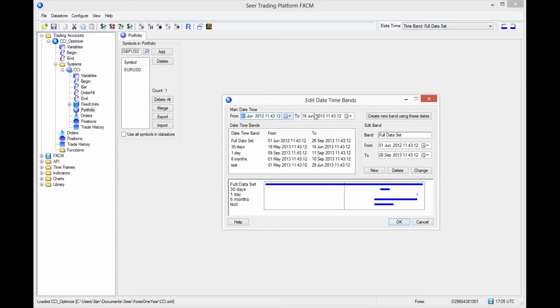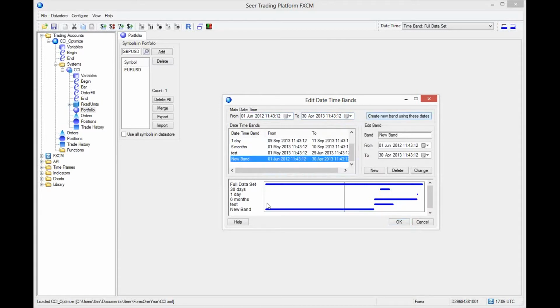1st of June 2012, all the way through to the 31st of April 2013, or the 30th of April 2013. And now what we've got, as you can see, is a new band from the beginning of our data set till kind of the latter part of our data set.